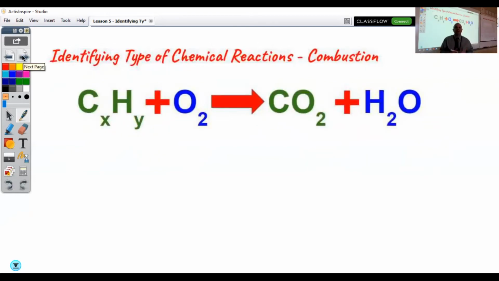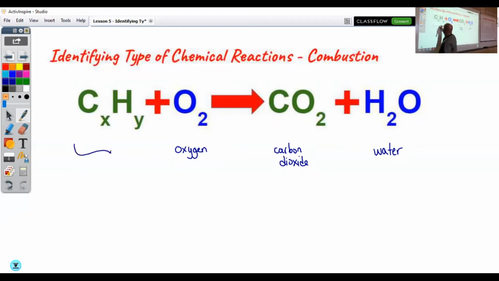Our fifth and final type of chemical reaction is very specific. It is called a combustion reaction. And every combustion reaction has three parts that are always going to be the same. So in a combustion reaction, you're always going to combine with oxygen, and you're always going to produce carbon dioxide and water. It's very easy to recognize a combustion reaction because it always has these three parts the same.